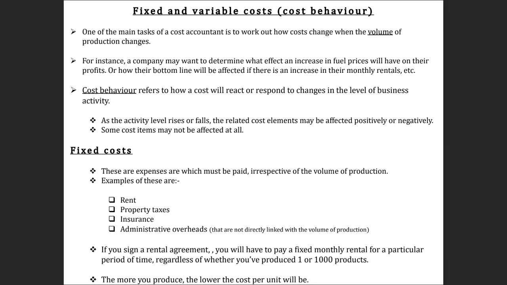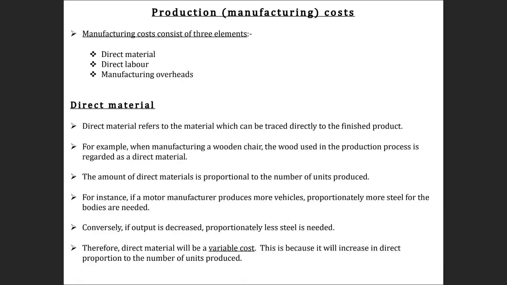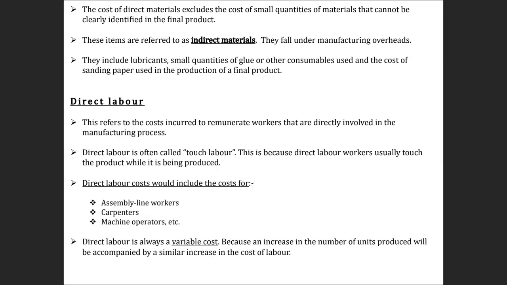Remember, we saw that there are certain categories within each one of those. So with your manufacturing costs, we had your direct material, direct labor, and your manufacturing overheads. I'm just going back to the slide to take you through a quick recap. So remember, we saw your three categories of manufacturing costs: direct material, direct labor, manufacturing overheads. And we looked at example 4.1 in your textbook where we needed to allocate a specific cost to each one of these categories.